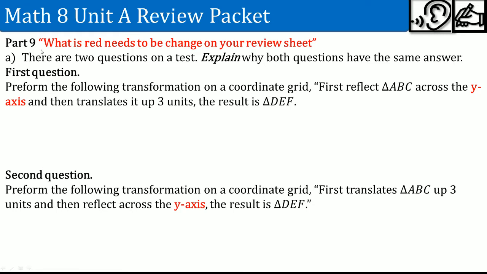So here, please understand that whatever is in red needs to be changed on your review sheet. So please change. It should be red. Reflect across the y-axis, then translate three units up. Here, it also says reflect over the y-axis. Make sure you change it to y-axis. It doesn't work for x-axis, okay?